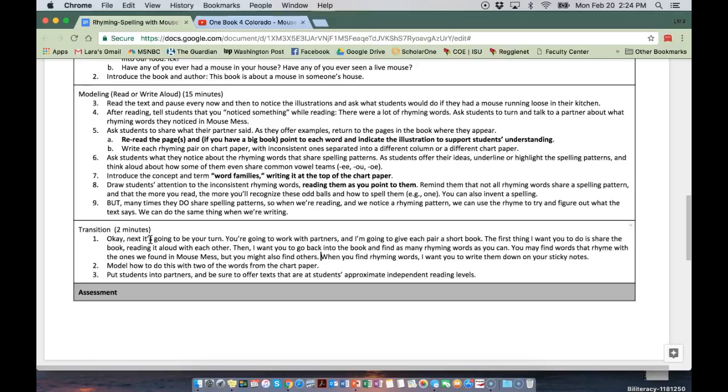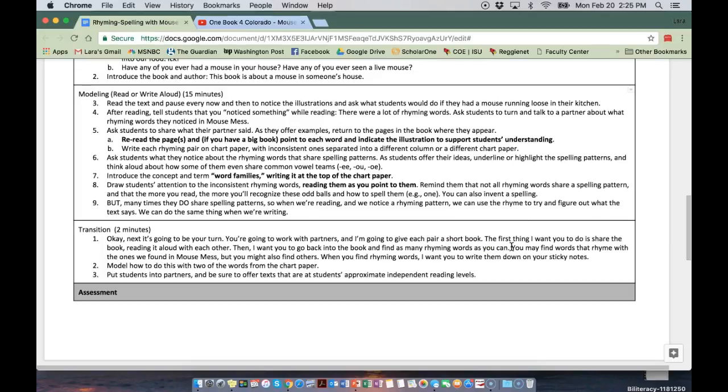So this is just a mini lesson. I've stopped this mini lesson after the transition. But basically, what they're going to be doing is working in partners in supported practice, sharing a book, and reading it out loud with one another. And then they're going to go back into the book and find as many rhyming words as they can. So they're going to be doing what I modeled in this earlier portion of the lesson.